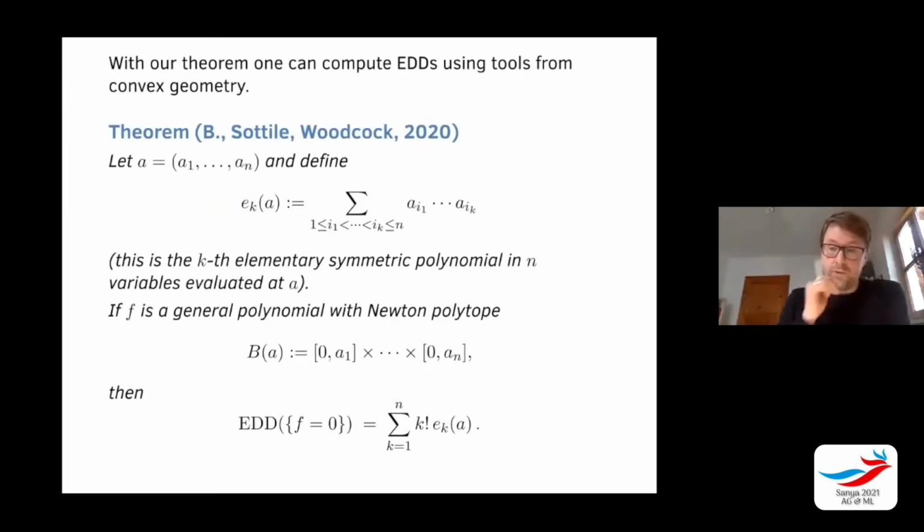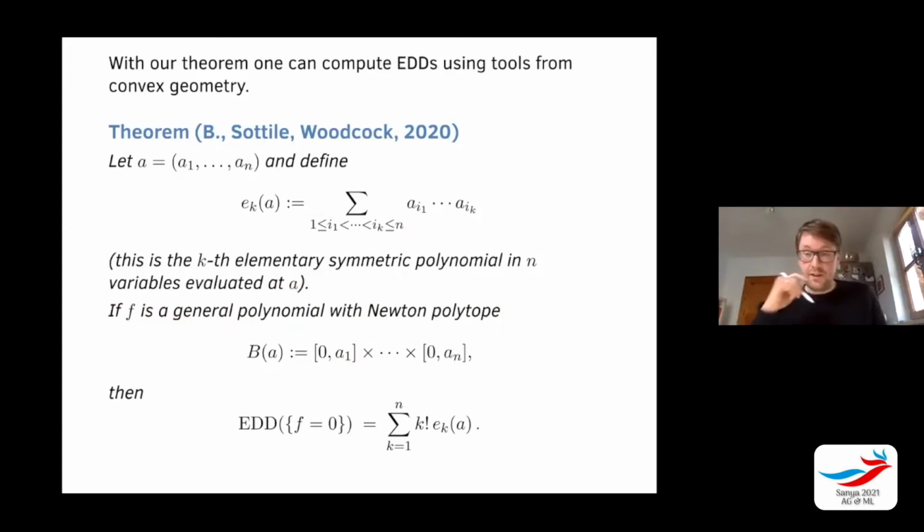So you can use tools from convex geometry for computing it. So for instance, what we can show is the following. Let a be a vector consisting of numbers a1 to an, and let e_k of a be the kth elementary symmetric polynomial in n variables evaluated at a. So it's this expression here. Now take f to be a general polynomial with Newton polytope B(a), which is just a box in R^n. In 2 dimensions, it would be a rectangle. In 3 dimensions, it would be a cube, and so on.